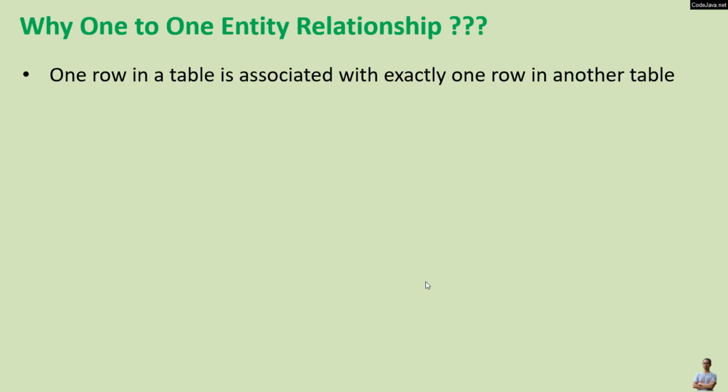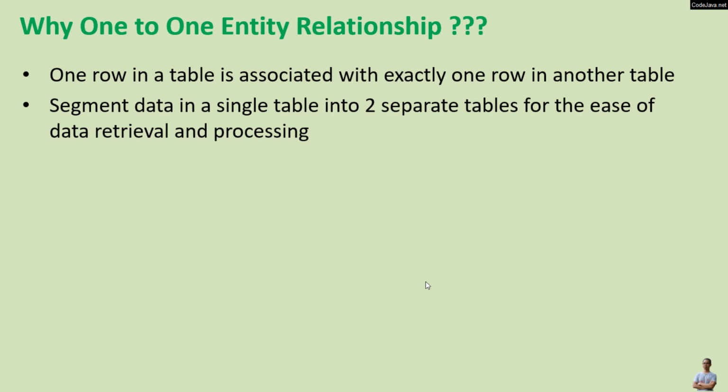So what is one-to-one entity relationship, and when do we need to use this kind of association? One-to-one entity relationship in a relational database is an association in which one row in a table is associated with exactly one row in another table, and we often use this kind of entity relationship to segment data in a single table into two separate tables for the ease of data retrieval and processing.